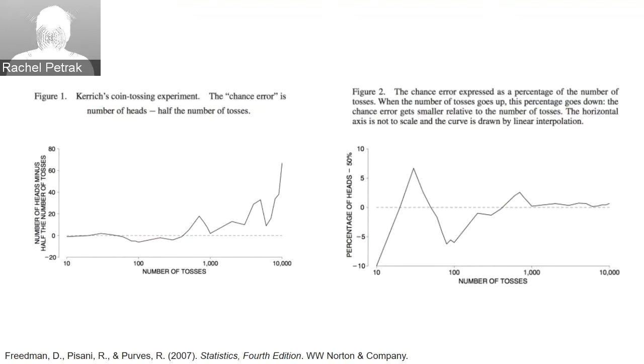We can see that in figure 2, though, the chance error is expressed as a percentage of the number of tosses. And so when the number of tosses goes up, see we're going along, the percentage goes down. And you do see some variability here in the beginning. That's kind of the point. When there's a smaller number of tosses, there's a higher percent of variability. And as you complete increasingly more tosses, the chance error gets smaller.